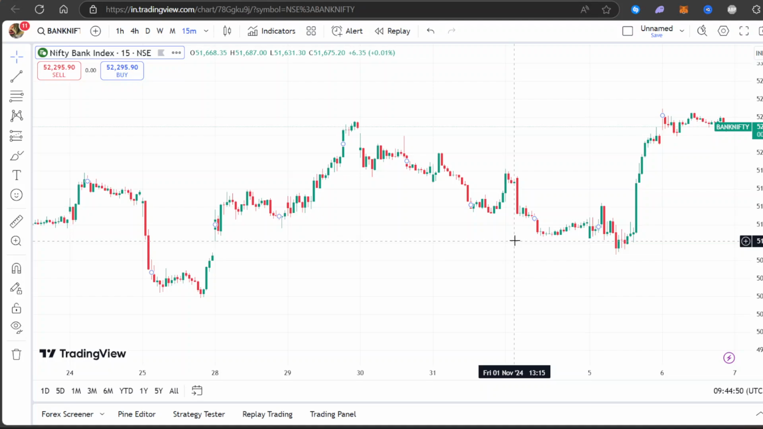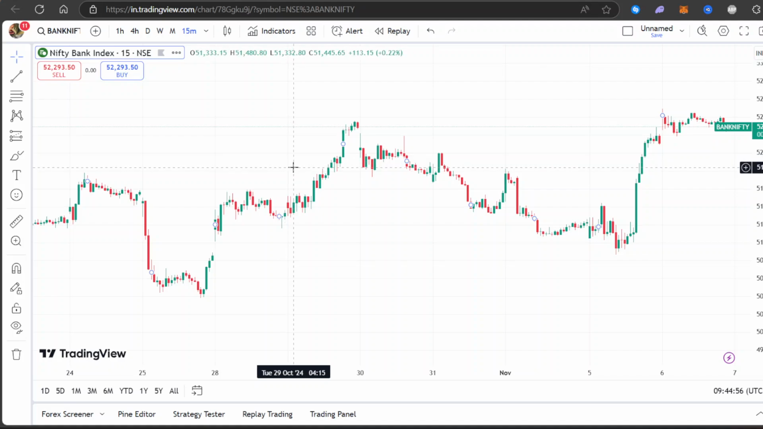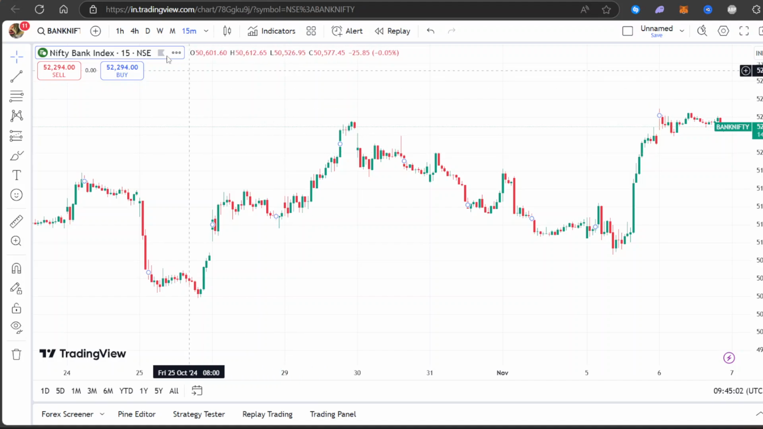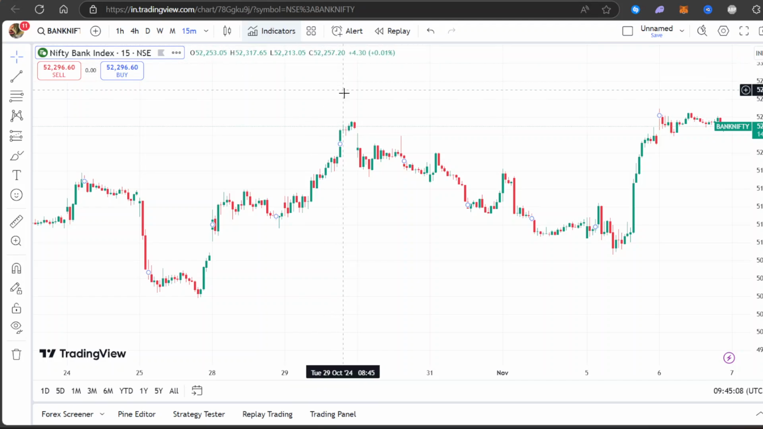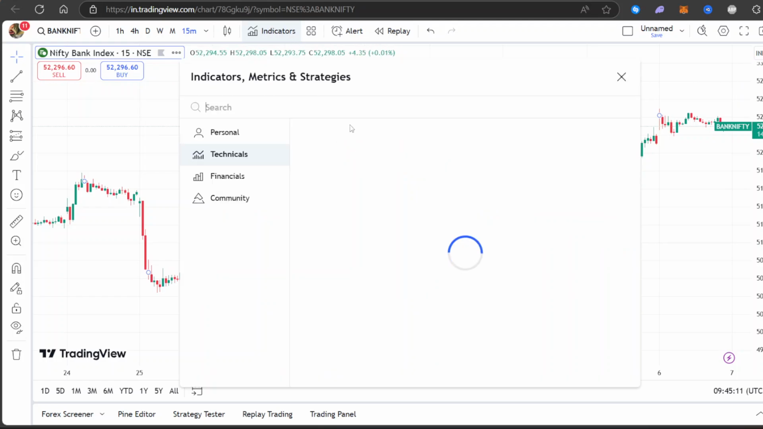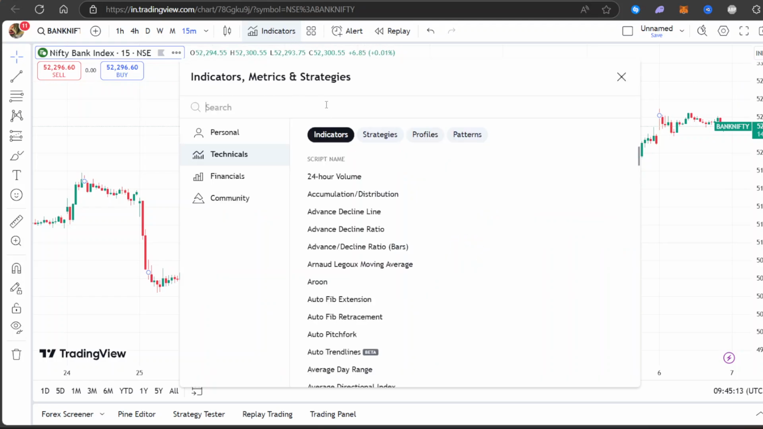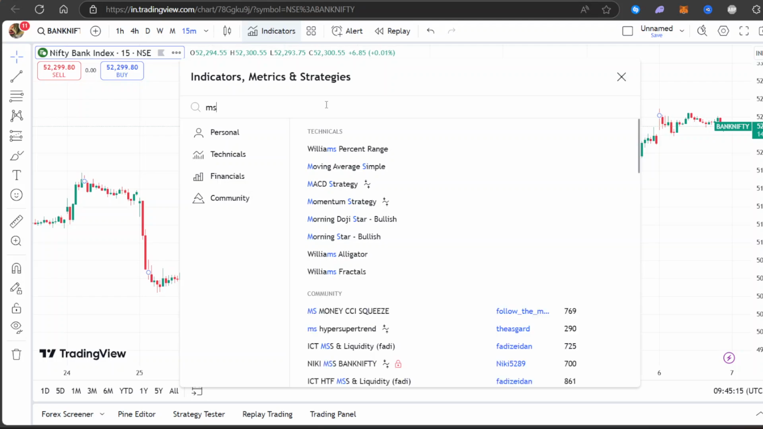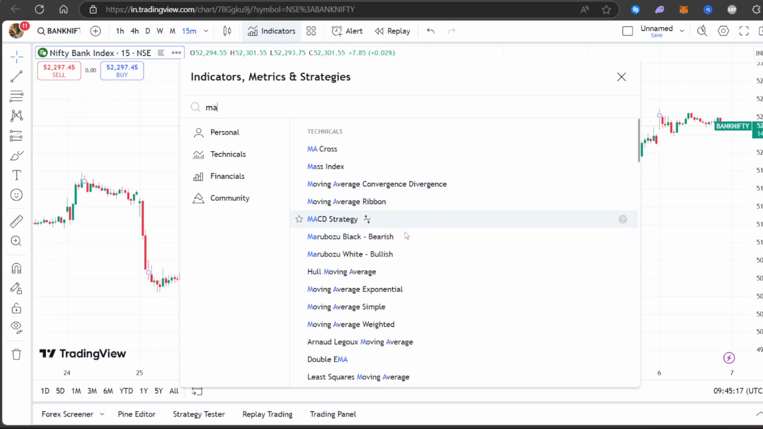So first up, let's talk about moving averages. Moving averages are one of the most popular and useful indicators for Bank Nifty because they smooth out price data and give you an idea of the underlying trend. So we're going to be adding the 20 EMA to this chart.